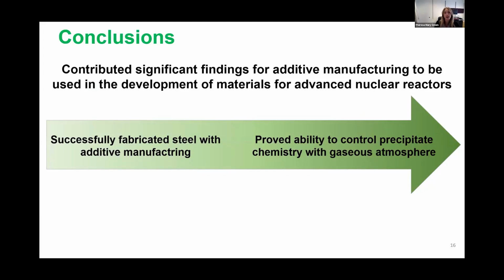So in conclusion, this study successfully fabricated an advanced steel with additive manufacturing, which was only the second ever recorded printing of this particular steel. And it proved the ability to control precipitate chemistry with shielding gas composition, which was also not shown before. Thus, these results that connected processing, structure, and properties contributed significant findings for the use of additive manufacturing in the development of materials for advanced reactors, hopefully contributing to increased nuclear energy adoption and hence to a balanced low carbon energy mix worldwide.